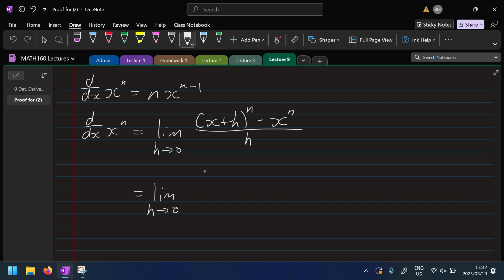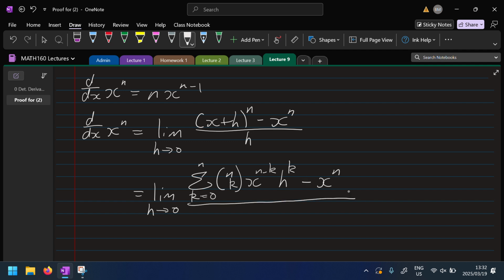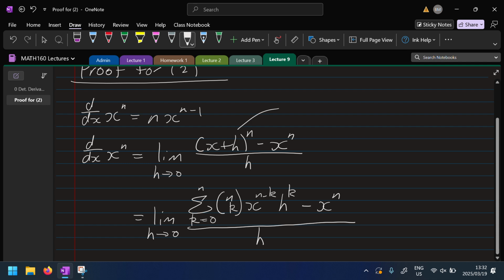Binomial. So this is going to be the sum, k equals 0 to n, n choose k, x to the n minus k and h to the k. If you don't know that, go back to the notes from week 1 and review your work. Minus x to the n, and all of this is still over h. So that first term, x plus h to the n, I expanded using the binomial theorem.